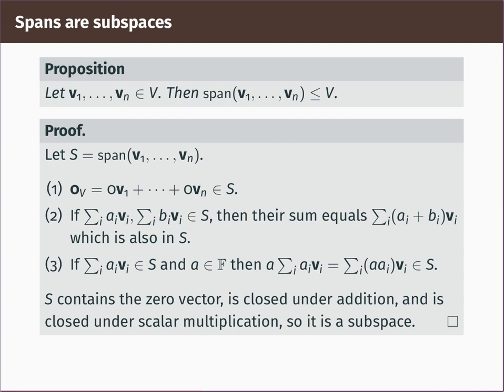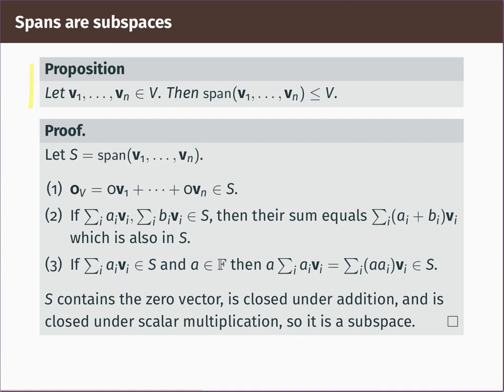So in that case, when we were thinking about the span of one vector, that span was actually a subspace. We looked at subspaces of R squared and R cubed, and we saw that amongst those subspaces there were lines through the origin. And in fact, it's always true that spans are subspaces, and that's what this proposition says. If you take any span of some vectors inside a vector space V, then it is a subspace of that vector space V.